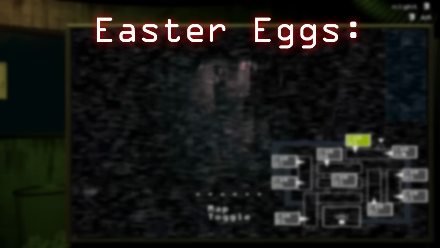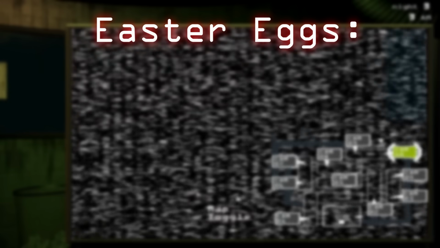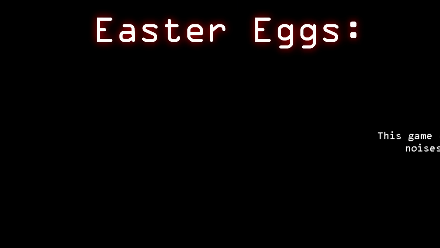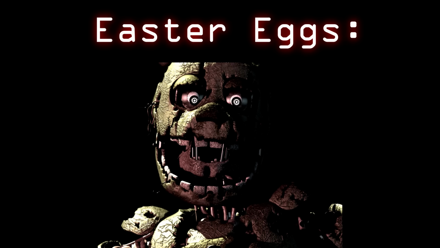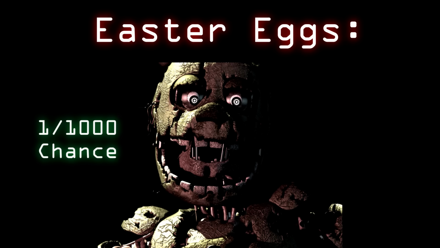There are quite a few Easter eggs scattered over the entire game. First, let's talk about the Easter egg on the warning screen, which is just a nice mockshot of Springtrap. This rare screen has a 1 in 1,000 chance of appearing after the warning screen.